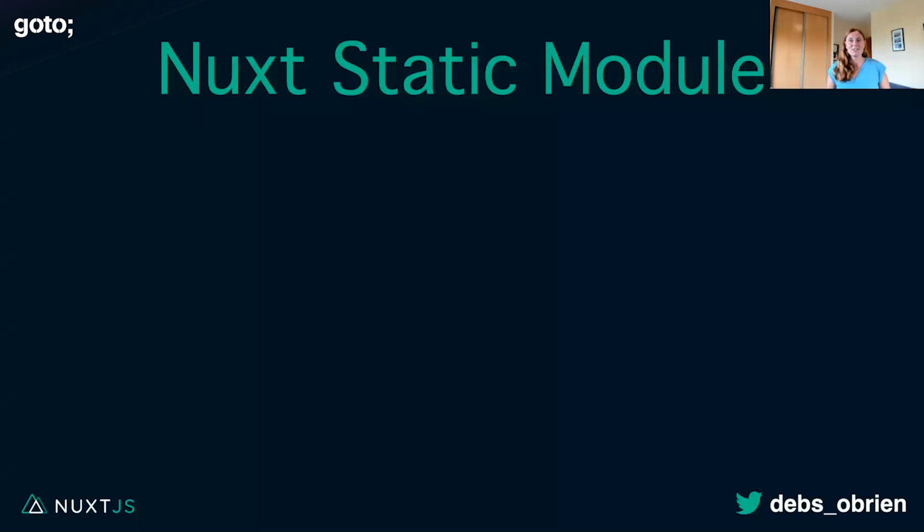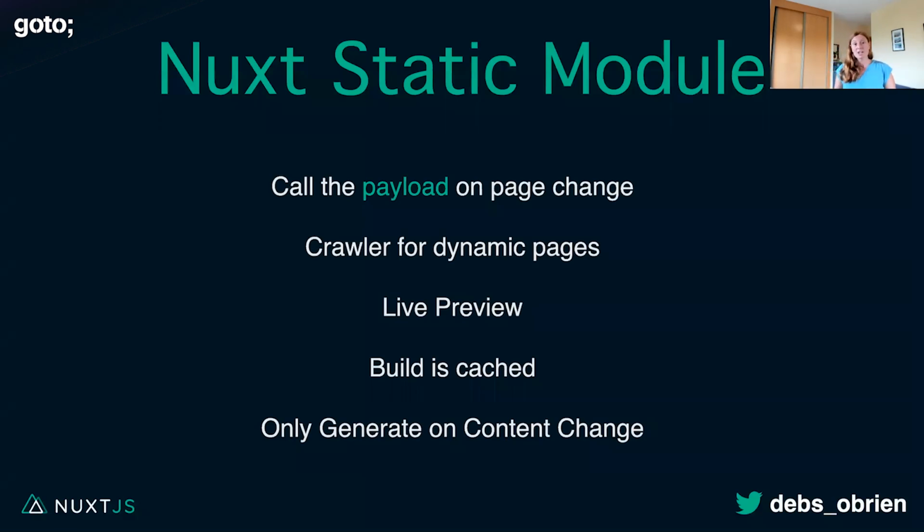So yeah, the Nuxt static module. So this is the last release of Nuxt. It was released about 2 months ago. It's going to call the payload on the page change. So it's not calling the API every time you change the page. It's also got a crawler for dynamic pages. So if you remember, if you were using Nuxt before, you had dynamic pages like for blog posts, etc. You used to have to write a big map over an array of all your dynamic pages. You don't have to do that anymore because there's a crawler that's going to crawl all those pages, and it's going to create all those dynamic static pages for you without you having to do anything.